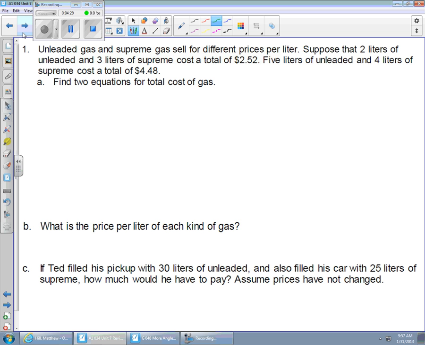Unleaded gas and supreme gas sell for different prices per liter. Suppose that 2 liters of unleaded and, okay, that sounds like that may very well be an addition sign there, 3 liters of supreme cost a total, that's an equal sign, of $2.52. 5 liters of unleaded and 4 liters of Supreme cost a total of $4.48.